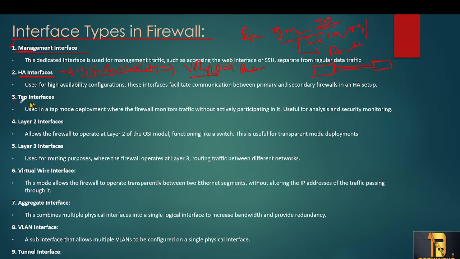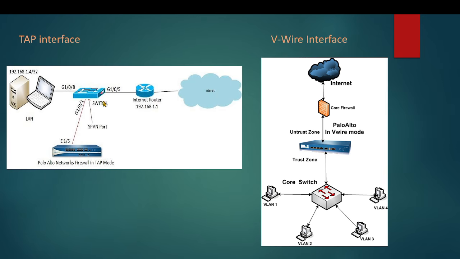And the third one is a tap interface. This tap interface will be mostly used for monitoring your network traffic. I will have one good diagram here. So this tap interface will mostly be used for monitoring your network traffic using a Palo Alto firewall.